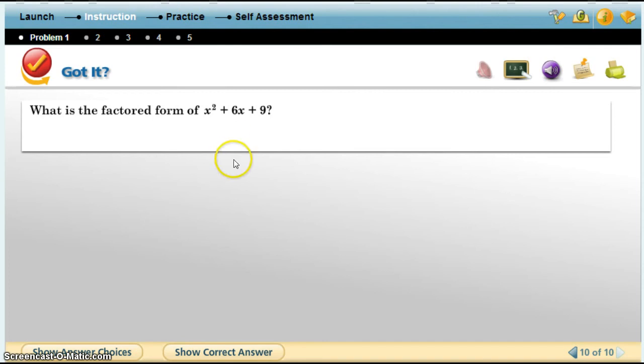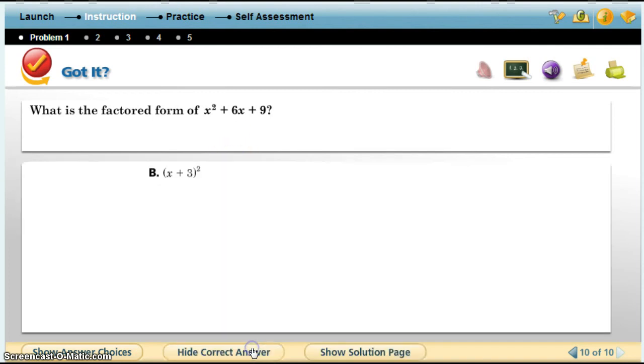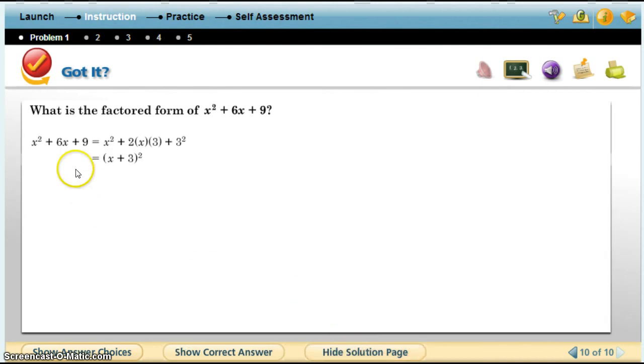Pause the video if you need a little more time, but I'm going to show you the correct answer for this. You should have x plus 3 quantity squared. And the solution for that is just simply to rewrite this in the form a squared plus 2ab plus b squared. That's what they did. And that way you can identify what your a and b are and rewrite your expression.